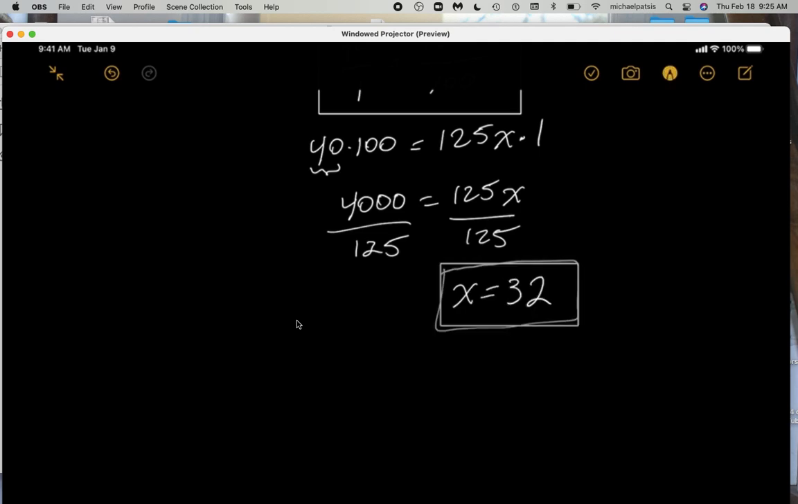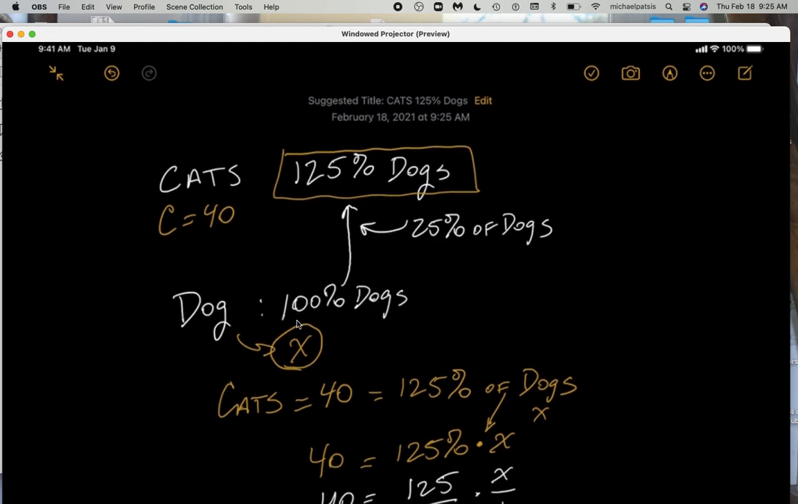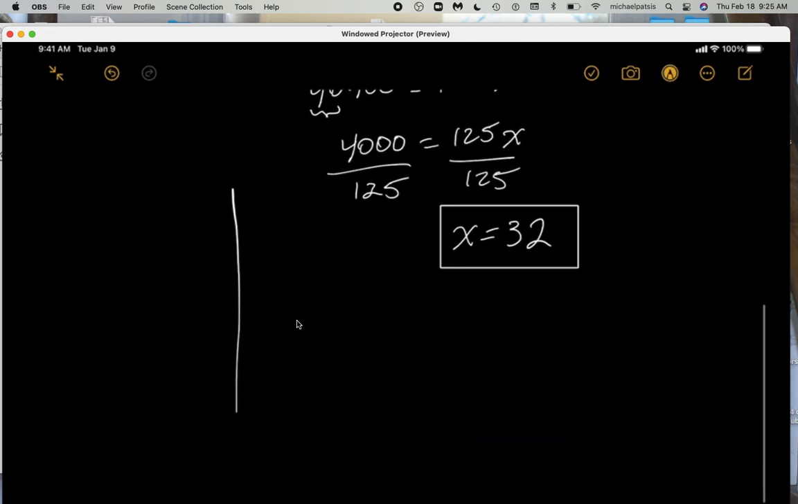Now, what did we have x assigned to? Go back up here. X equals the number of dogs. So the number of dogs is going to be 32. Number of cats is 40. So the total is going to be 40 cats plus 32 dogs equals 72.